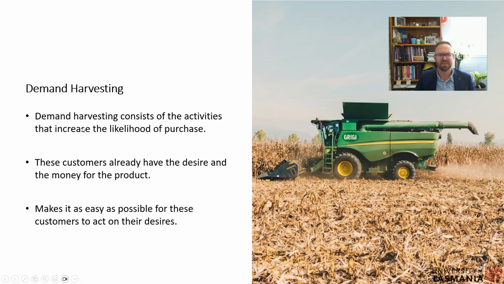Now, demand harvesting consists of activities that increase the likelihood of customers actually purchasing these products. These customers already have the desire and the money, so they have demand and intention, and they want to buy whatever product you're selling. What we want to do is make it as easy as possible to get them over the line, so they actually act on their desires, commit, and take the final steps in the consumer decision-making process and make that purchase.